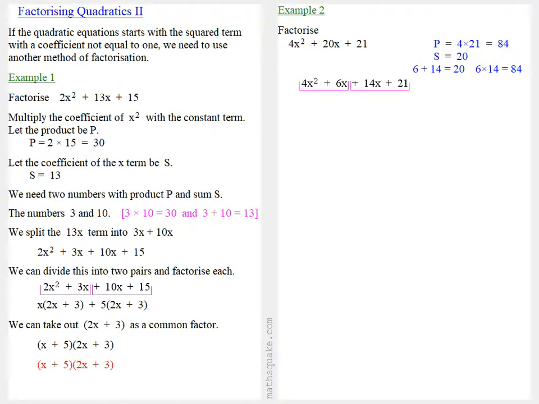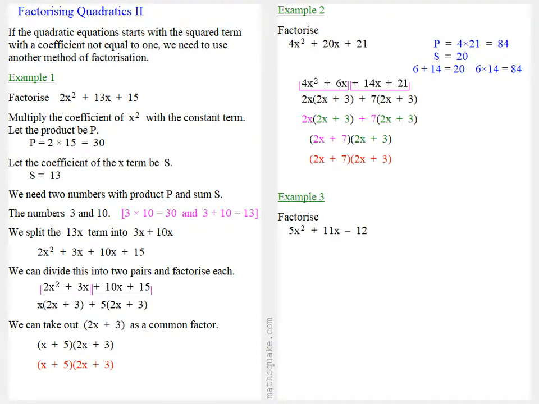So we can split the expression into 4x squared plus 6x plus 14x plus 21. And we factorise each pair of terms. The first pair, 4x squared plus 6x, factorises as 2x into 2x plus 3. The second pair, 14x plus 21, factorises into 7 into 2x plus 3. So the bracket 2x plus 3 is common. We have 2x times 2x plus 3 plus 7 times 2x plus 3. So we have 2x plus 7 into 2x plus 3. And that's our solution.